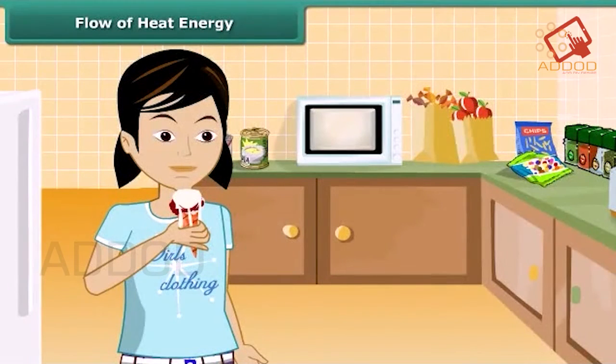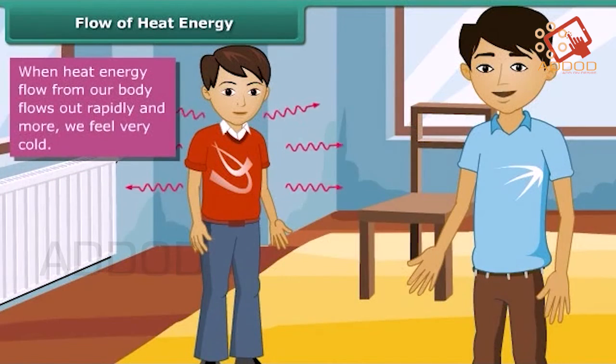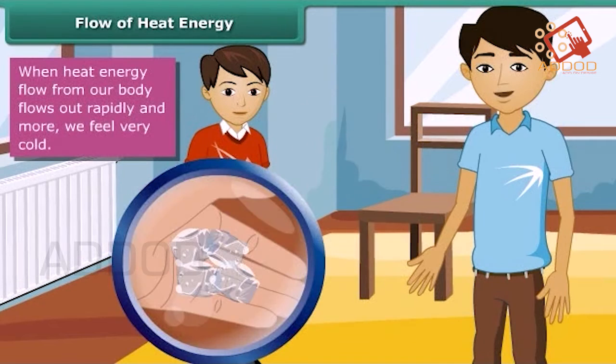You must have held both ice and hot cup of coffee. Why is it that in one you feel cold, while in the other it is hot? When heat energy from our body flows out rapidly, we feel very cold. This is the case when we hold ice. Ice on the palm gives a sensation of cold because heat from your body flows out of your body to the ice. With this heat, the ice on your palm melts.